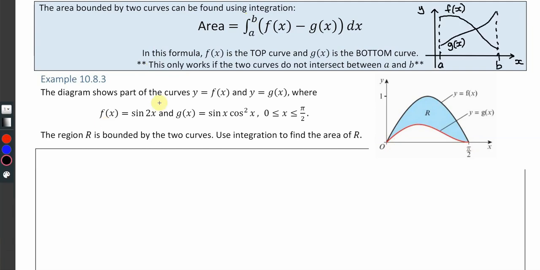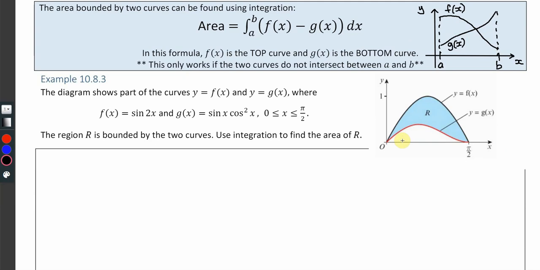If you take a look at the diagram on the top right corner of the screen that has just magically appeared, this is an example of where it would not work. So between limits of a and b, if you did top curve minus bottom curve, well, we can't figure out which one is always on top and which one is always on bottom because the curves have intersected between a and b. So this is an example where it would not work.